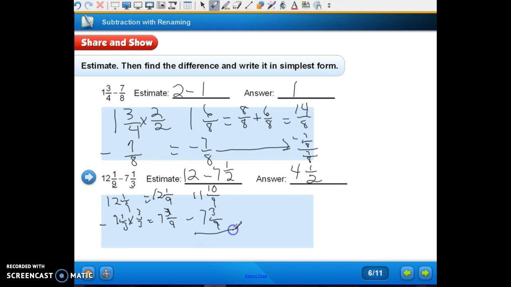And 10 minus 3 is 7, so 7/9, and 11 minus 7 is 4. So we have 4 and 7/9. Can we simplify 7/9? No, 7 is a prime number.